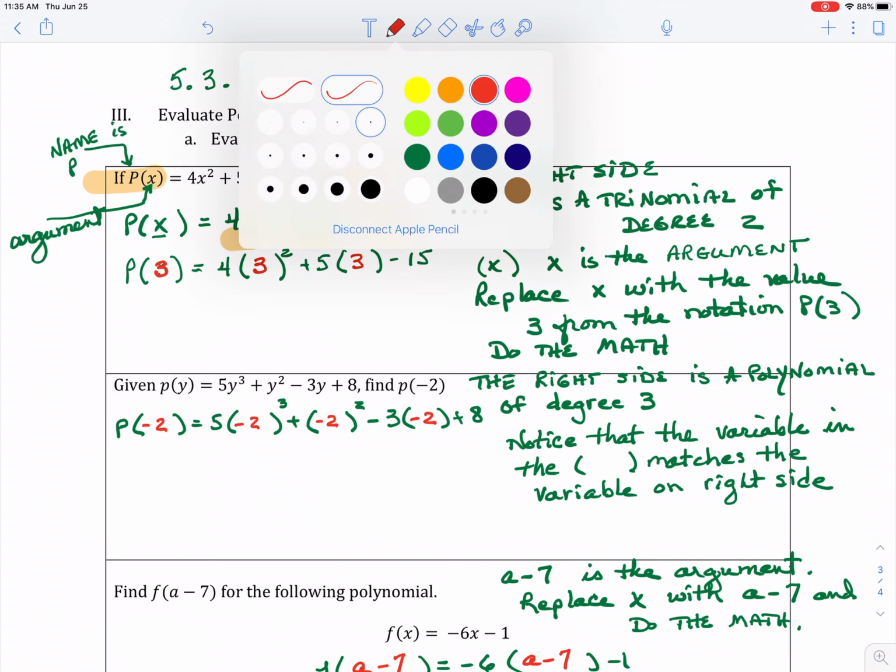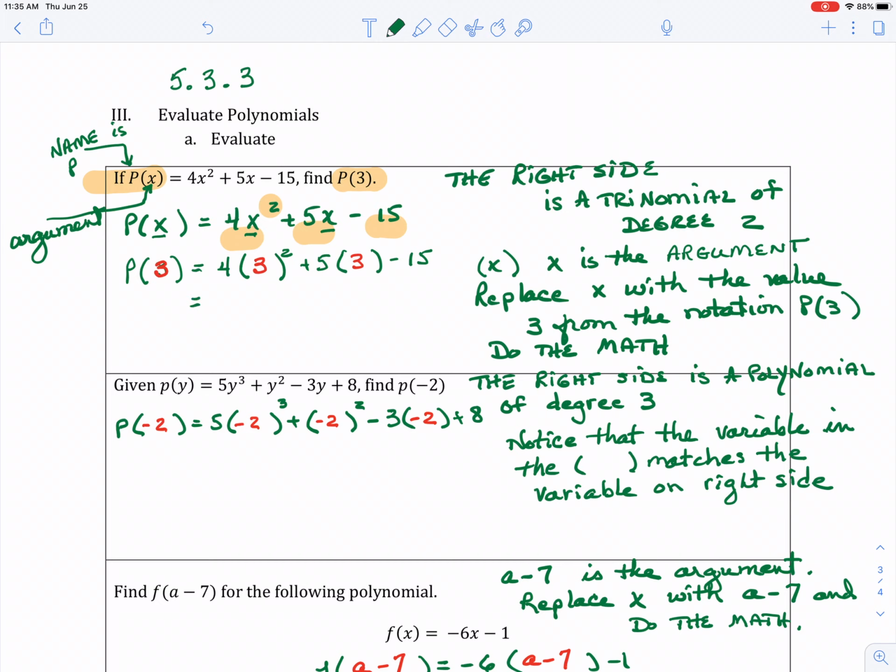Now we do the math. So you remember your order of operations. You have to do this squaring first. And the next time through, of course, you can skip some of these steps. I will do the multiplication. And finally, I'll do the addition and subtraction. So p of 3 equals 36.